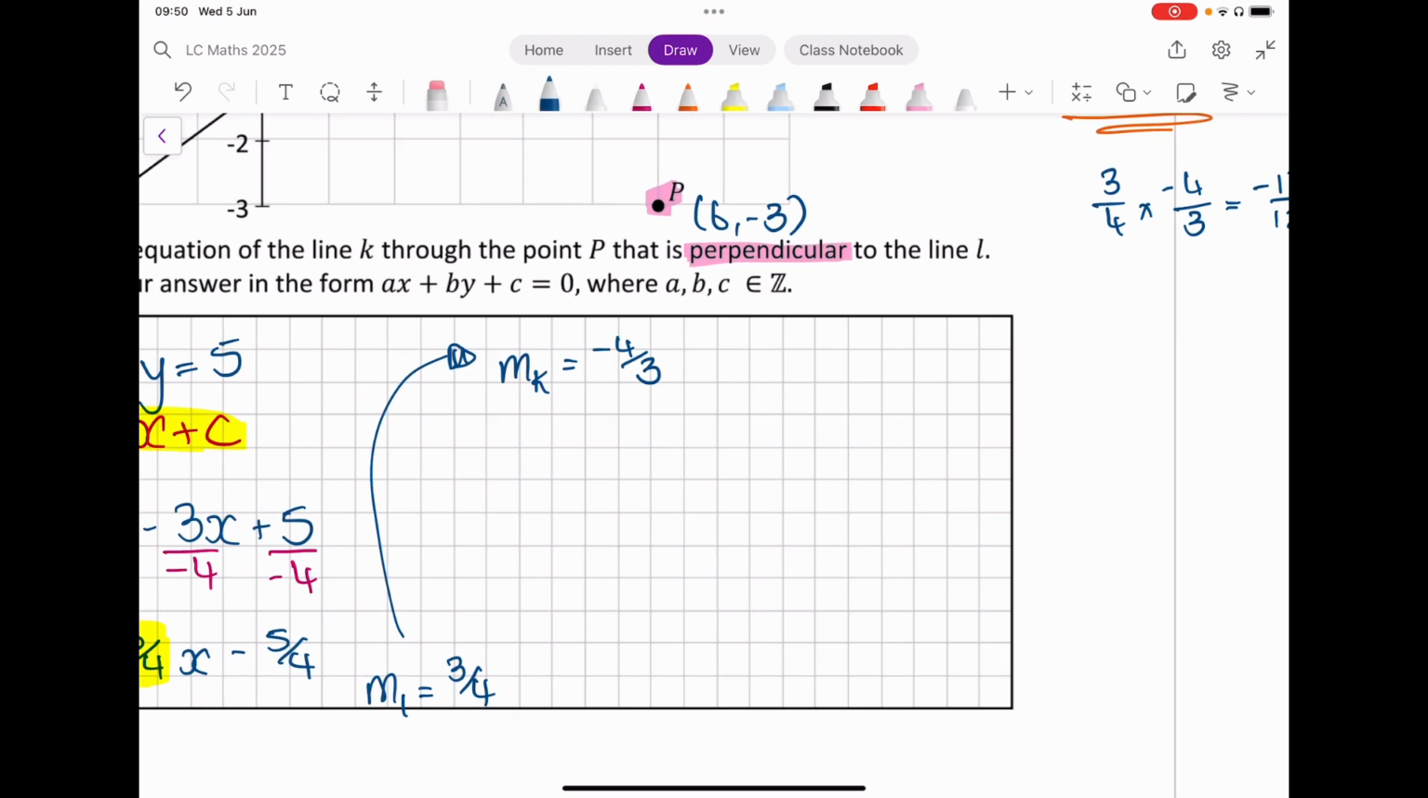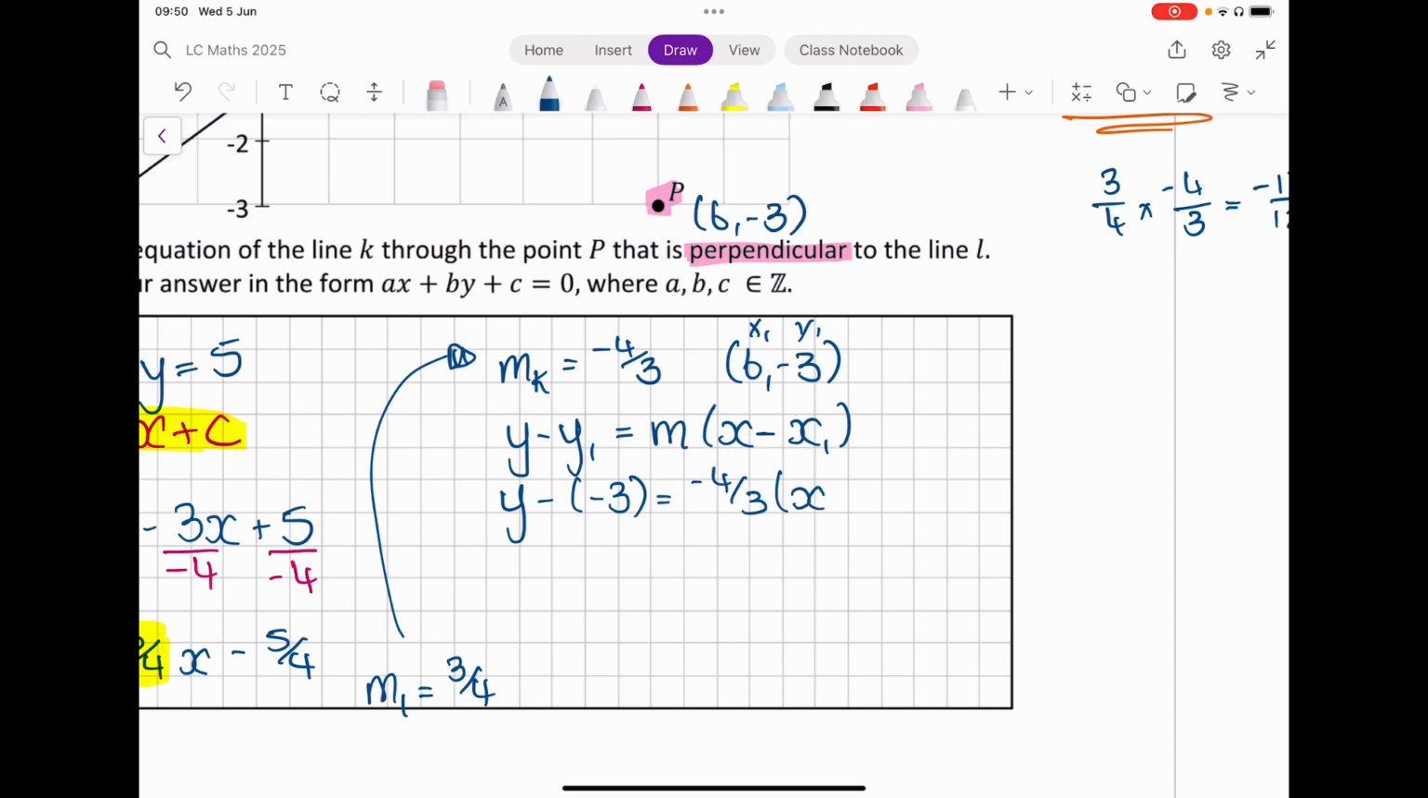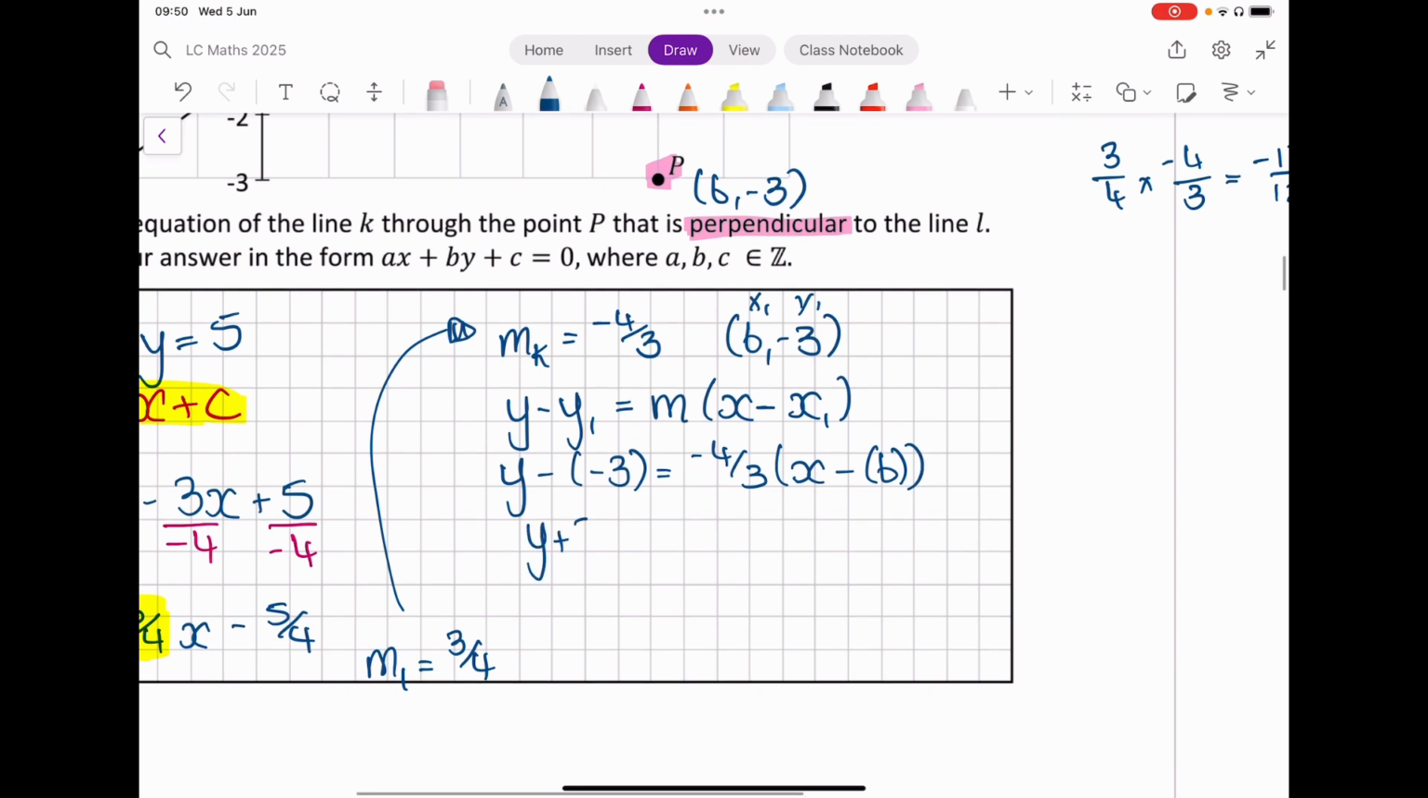Now, I have my slope, I have my point, x1, y1, and I just sub in. So we got our y minus y1 is equal to m by x minus x1. And I'm subbing into my y1 and x1. So it's going to be y minus -3 equals -4/3 by x minus 6. Okay, so that is y plus 3 is equal to -4/3 by x minus 6.